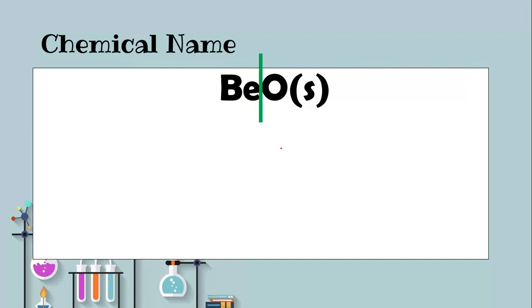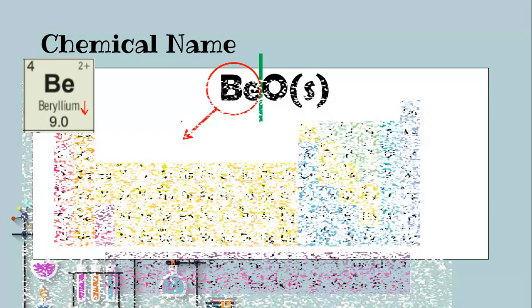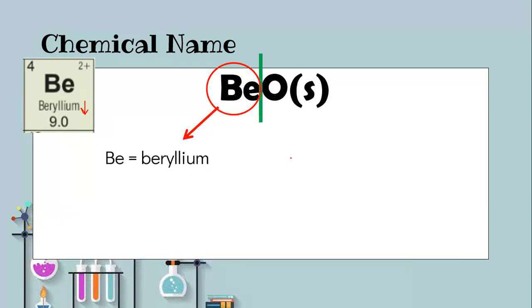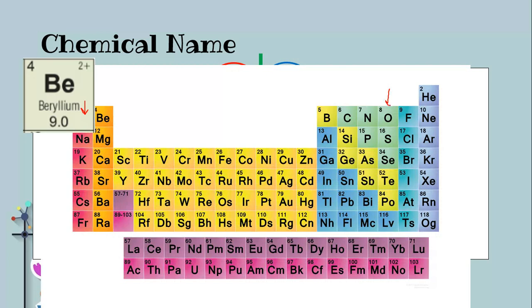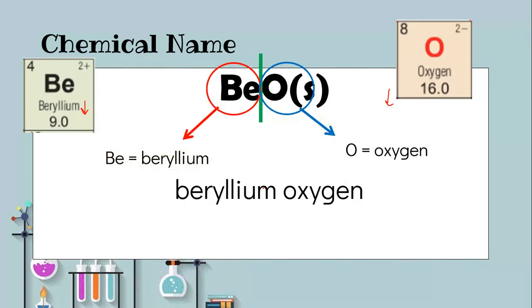Where do I break this? I break this right here because these are my two elements. I need to find Be on the periodic table. Bam, periodic table. I look and I see this is my group 2. It's an alkaline earth metal. I'm going to pull her out. Be is beryllium. I look at my non-metal periodic table and I check her out. It's group 16. I pull that out. O is oxygen. I'm going to slap these two together.